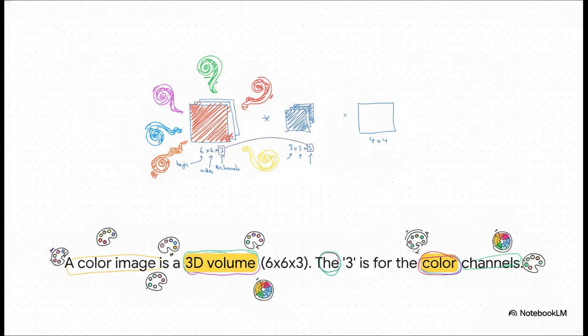Let's look at this block here. It's a perfect example. It might be, say, 6 pixels tall and 6 pixels wide. But notice it's also 3 layers deep. That 3 is everything. That's the red, green, and blue channels we just talked about. That's where all the color lives.